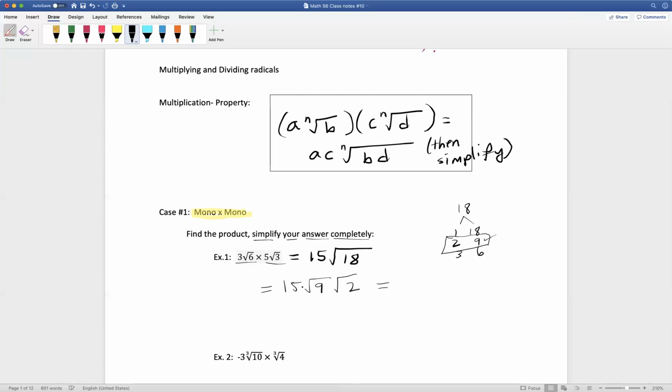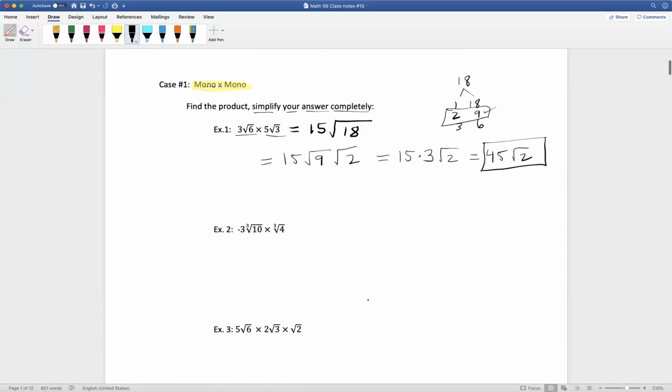And remember, we wrote it as the square root of 9 because we can simplify it. We know the square root of 9 is 3 because 3 squared equals 9, times the square root of 2. And so simplified completely, the answer to this is 45 times the square root of 2 in its most simplified form. So the answer to that first one is 45 square root of 2. Let's take a look at a few other examples.